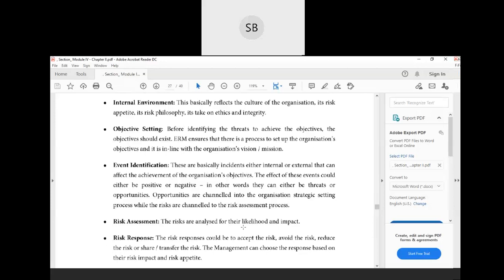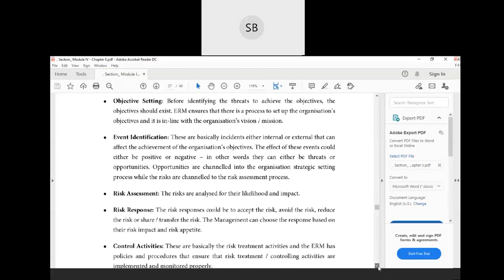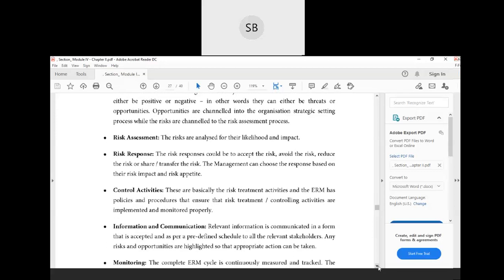So the management can choose the response based on their risk impact and risk appetite. Depending upon the risk, the manager will take the decision. Next is control activities. So basically, how do you do the risk treatment?